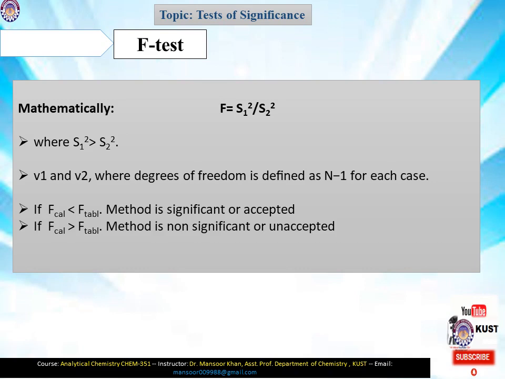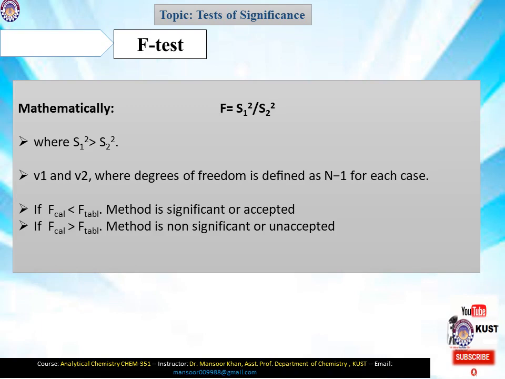Number one, if F calculated is less than F tabulated. F calculated is calculated by the above equation. F tabulated is present in the table given in the textbook, calculated using statistical probability, which is beyond the scope of this course. So the method is significant or accepted.